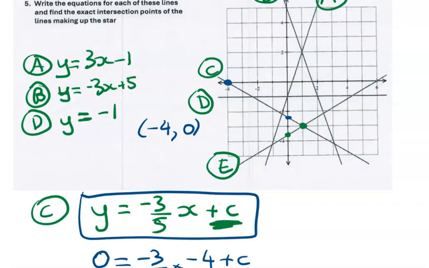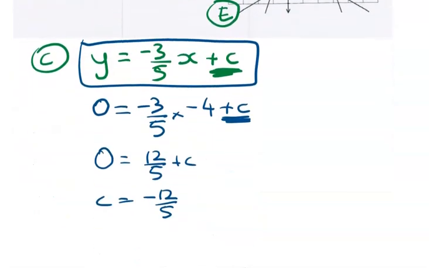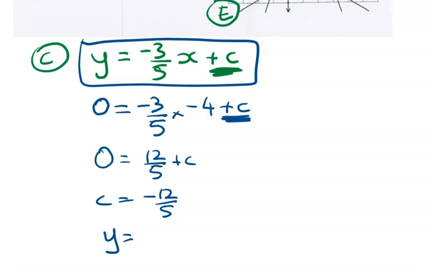Look, it looks exactly like -2.4, but we couldn't have just guessed that number, right? So we need to be really precise and use algebra to work that out. Okay, so now we've got the equation for line C. So y equals -3/5 x minus 12/5.